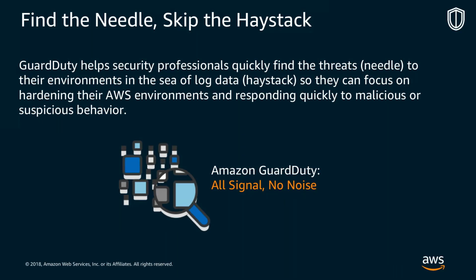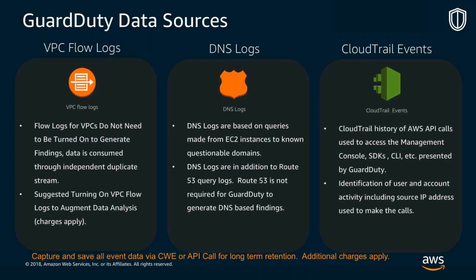The real key word here to remember is that we're quickly going to find threats. We're looking for behavior, right? We're looking for things that will allow us to know that something bad is happening in our environment. Now, when we talk about something bad happening in the environment, we're talking about something that's happening in the VPC flow logs, in the DNS, or the CloudTrail events.